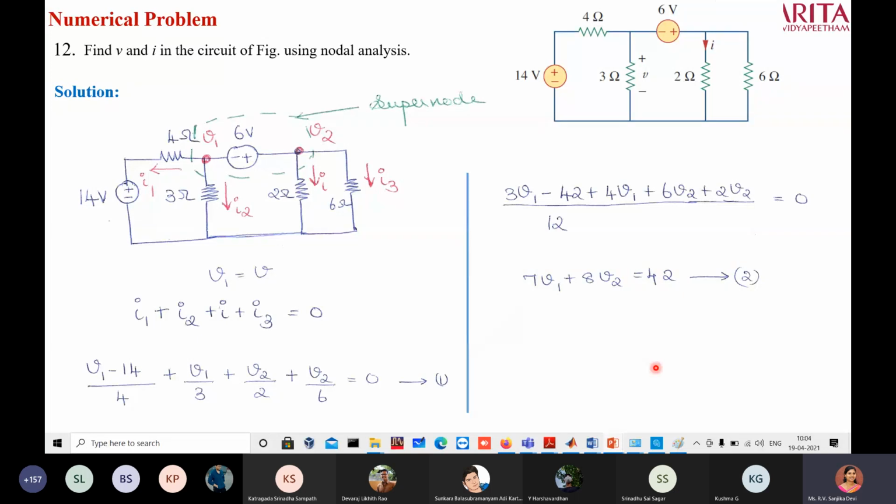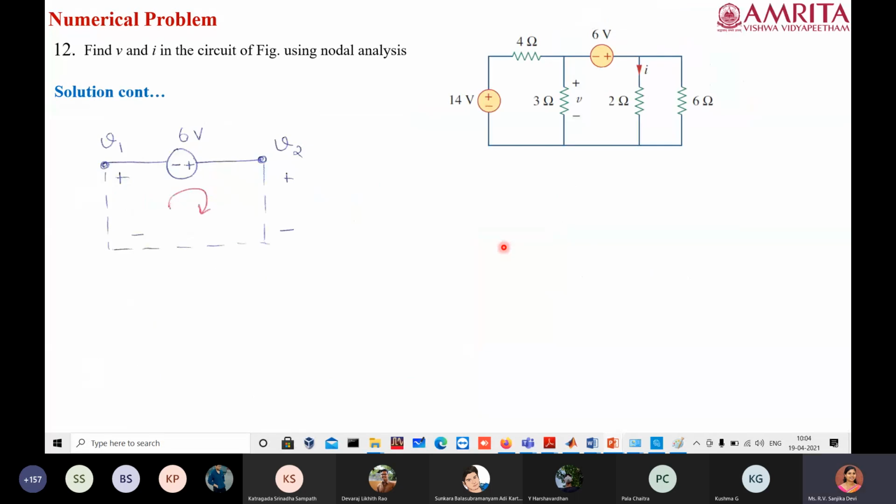A KCL equation. Now what we have to do is consider the supernode separately, and this closed circuit we have to consider for writing the KVL equation. So we will redraw the circuit. Have you all copied up to here? So now we will draw the supernode part separately. On one side we have V1, on the other side we have V2. And as I told you, the potential at that point is positive with respect to the ground.